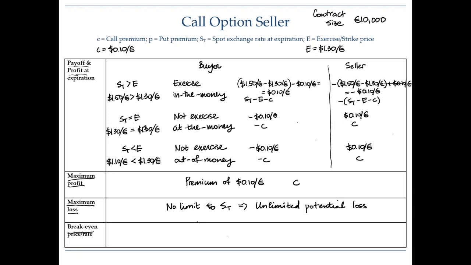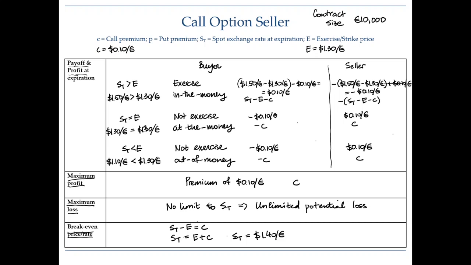So how about the break-even price or rate? At what future spot rate will the seller not make money or not lose money? In other words, the amount of money they lose from exercising this contract will be exactly the same as the premium they collect. So if we were to solve for that future spot rate, we see that at the future spot rate of $1.40 per euro, either side neither makes money nor loses money.